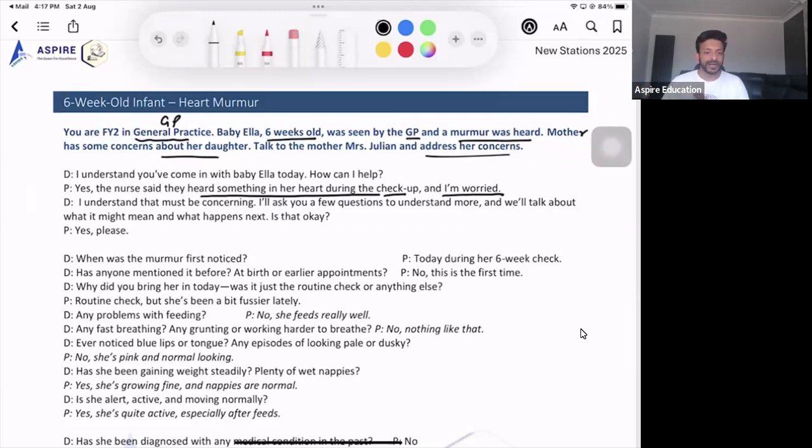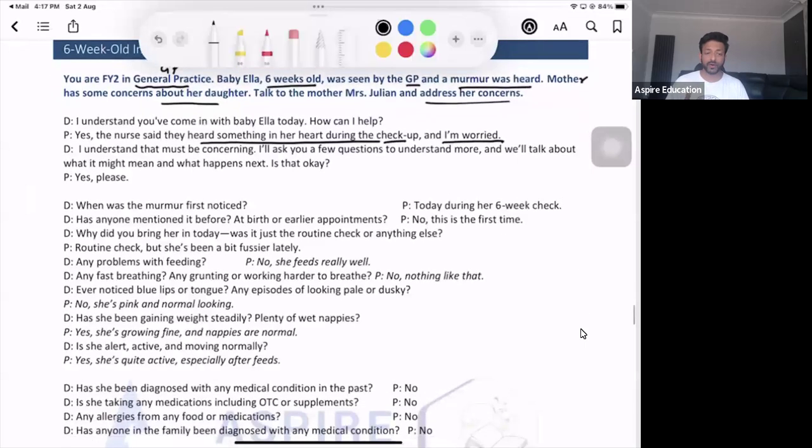Okay, all right. So you will ask a bit about what exactly happened in that consultation. So when was the murmur first noticed, or when were you told about this murmur? It was at the 6 weeks checkup. Has anyone mentioned it before, at birth or early appointments? No, nobody has mentioned it.